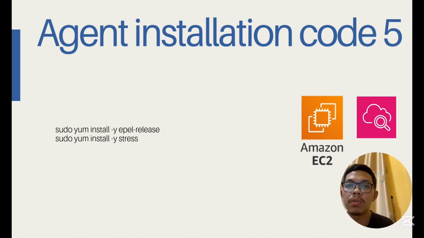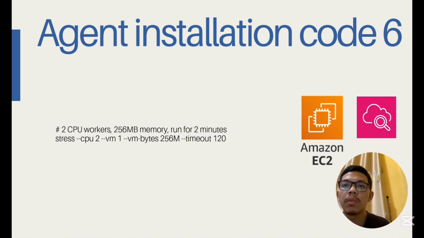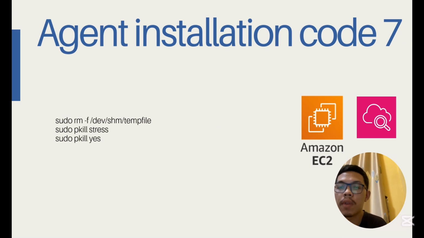To simulate load, you can use this command to overload our server. For example, we will overload the CPU and memory usage to see some metrics in CloudWatch. Here we will set up 2 CPU workers and allocate 256 MB of memory, and it will run for 2 minutes. After testing, we need to kill the process that we created earlier. This command will kill the stress processes and remove temporary files.